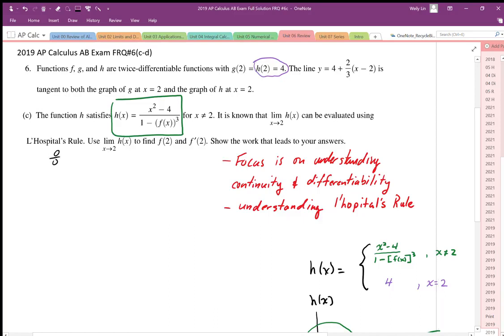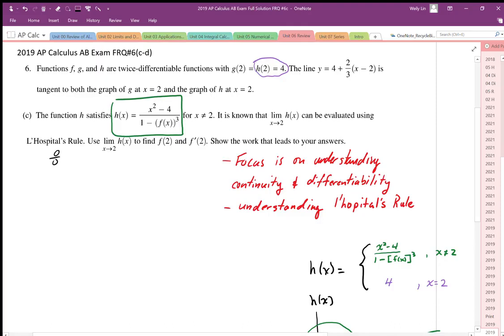And it says, use the limit as x goes to 2 of h of x to find f of 2 and f prime of 2. So first of all, we need to understand the context of the problem. First, they're focusing on your understanding of continuity and differentiability. So that's going to be important to understand this issue of continuity here, and also understanding how L'Hopital's rule works.